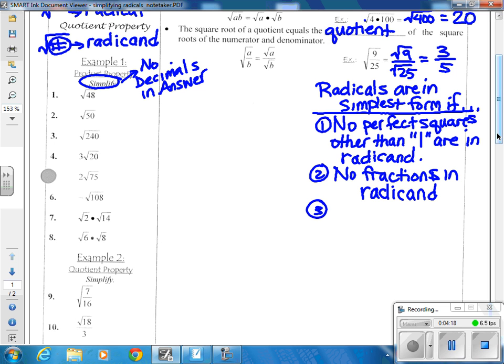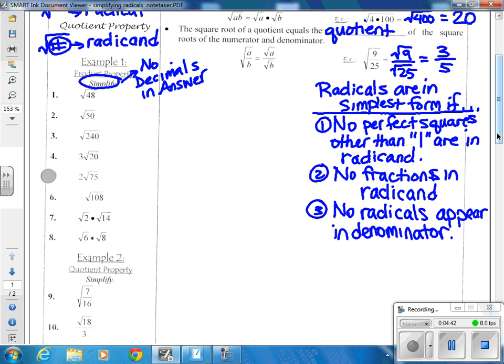And the third piece that makes something be in simplest form is that no radicals appear in the denominator. You're allowed to have them in the numerator, but the denominator cannot have them. Right, so those are the 3 rules that you want to make sure that you're following so that you can get them into simplest form as quickly as possible.